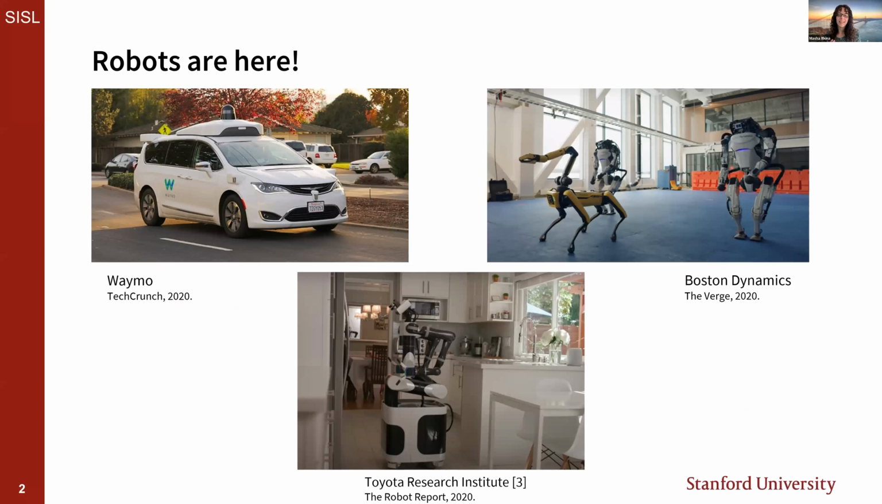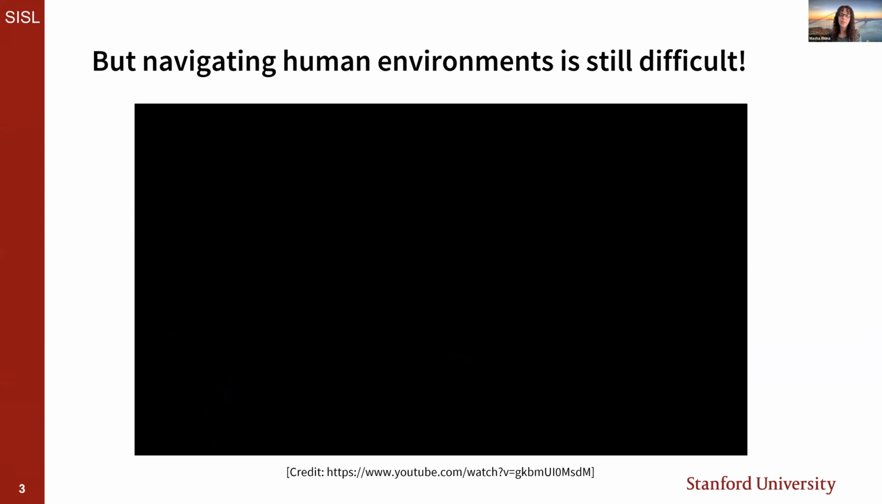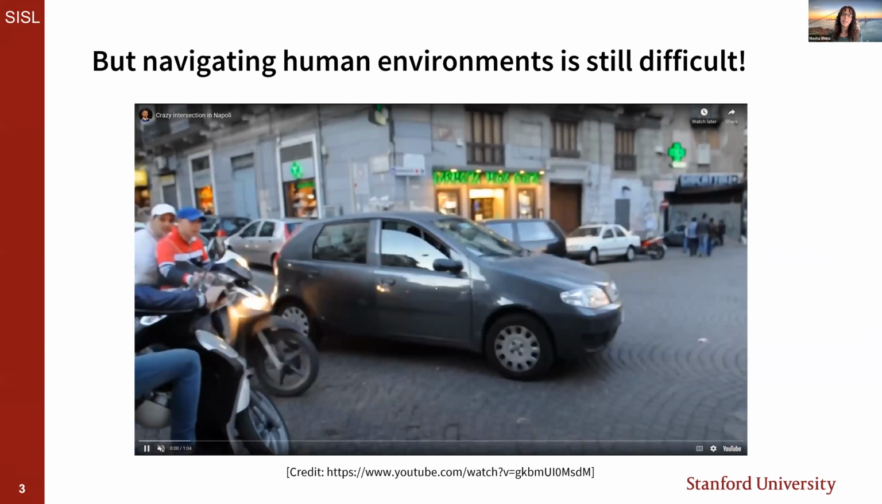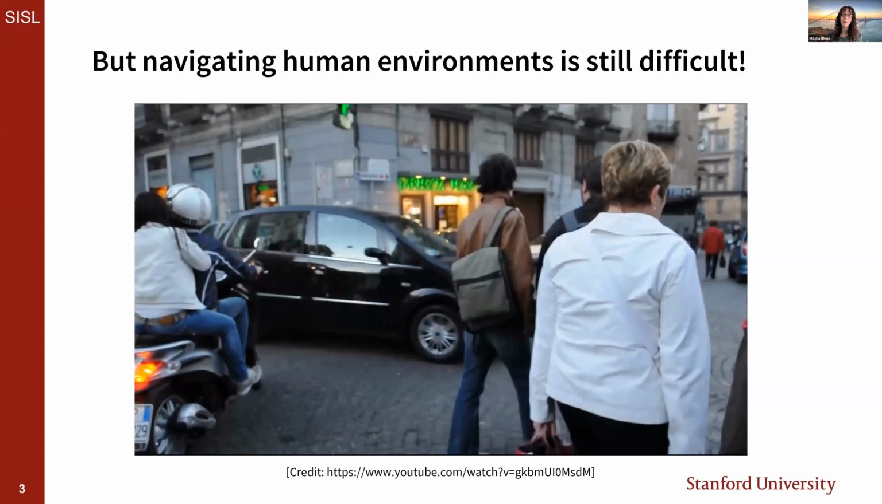Recent algorithmic and hardware advancements in robotics have yielded incredible results in the fields of transportation, search and rescue, personal robotics, and this is just to name a few. However, modern autonomous systems still have challenges, particularly operating in complex human environments. For example, an autonomous vehicle in a cluttered, dynamic urban setting. So this is a scene in Italy that portrays some of the challenges that we have on the roads.